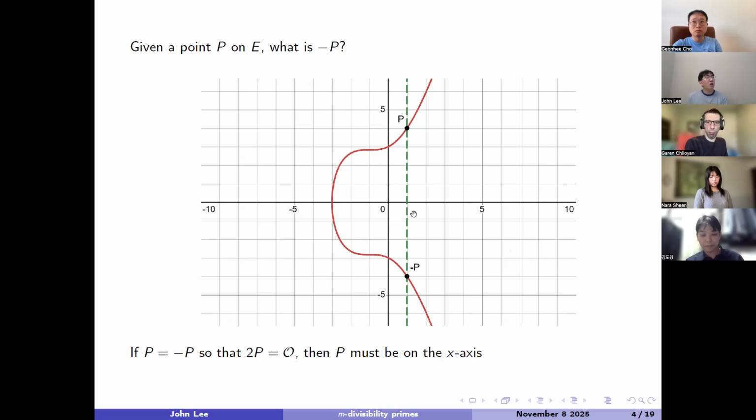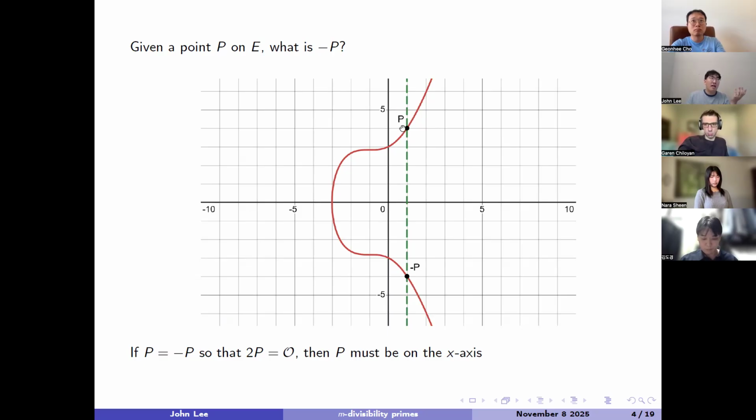That is actually the mirror image along the x-axis. Just take a point and take the negative, the opposite y coordinate, and you'll get the inverse of that P. So if you draw a line connecting these two points, this line does not have a third point of intersection, or you can just interpret it as the third point of intersection being the point at infinity.